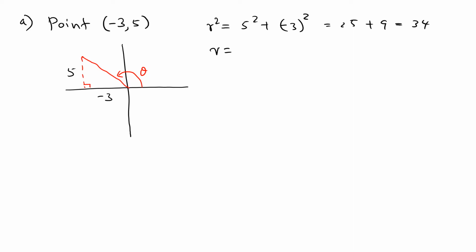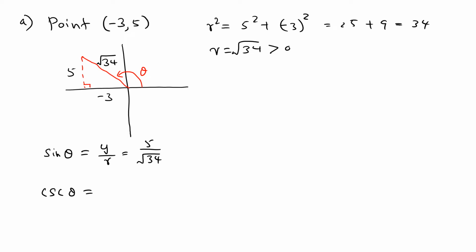Since r is positive, we get the positive square root. That means r is square root of 34. Since we know all three sides, you can find any ratio you want. So we're going to go with sine theta, which is the y coordinate over r, so that means 5 over square root 34. Rationalization is not a must, so you can leave it like that. And then upside down, you get the cosecant, which is r over y, which is square root 34 over 5.